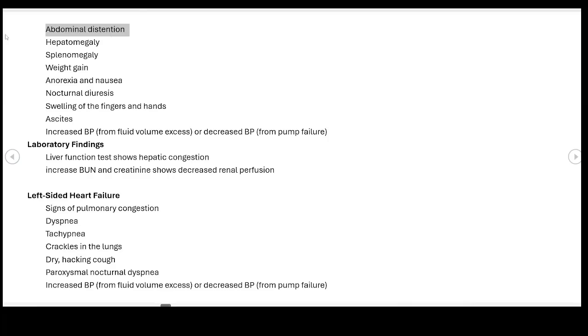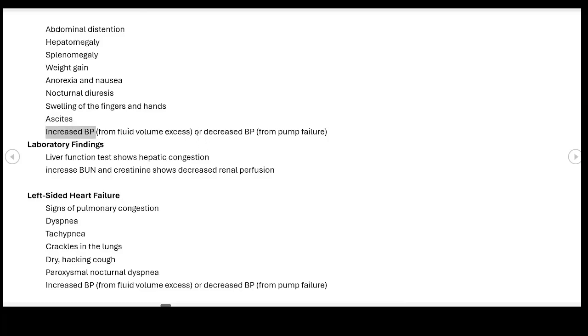Nocturnal diuresis. When we talk about diuresis, this is where the person will be waking in the middle of the night to pee a lot. And there will be swelling of the fingers and the hands, which is usually the first thing that we see when somebody's heart is failing. Because of the liver problems, we end up getting what we call ascites. And I think I showed you a video of what ascites is. Then we also have increased blood pressure.